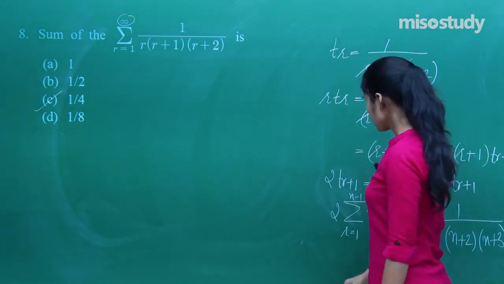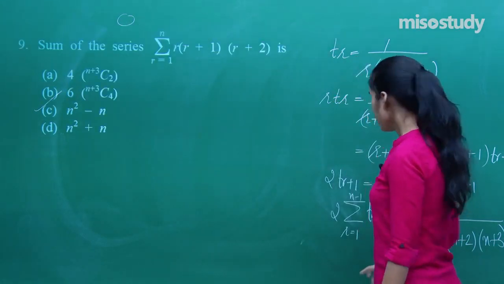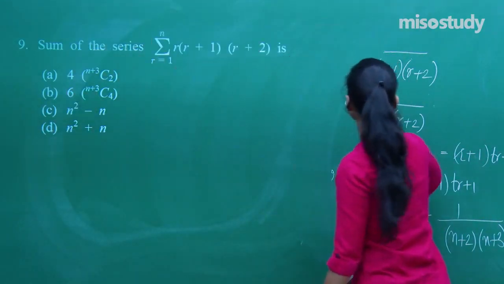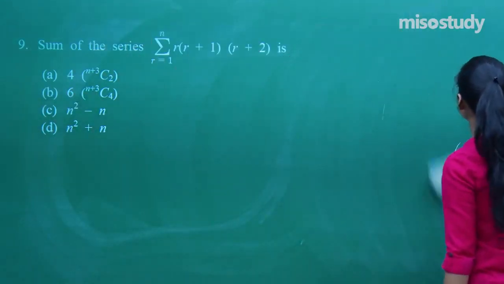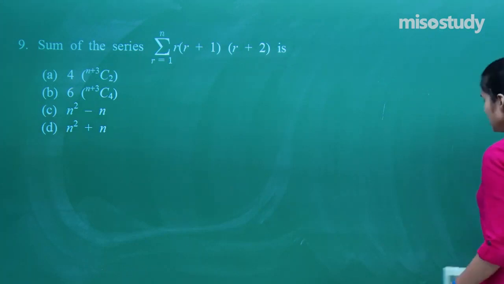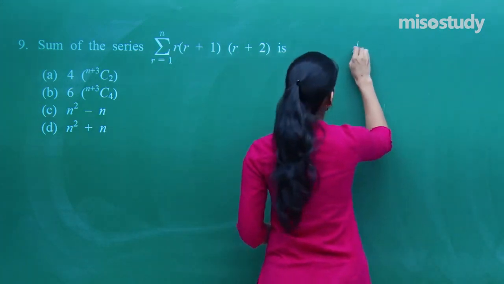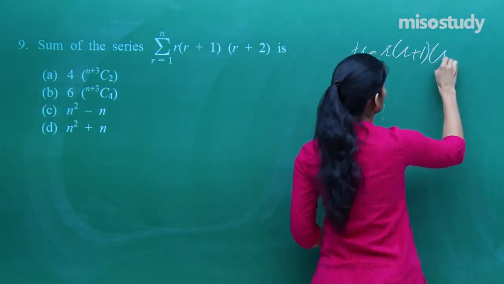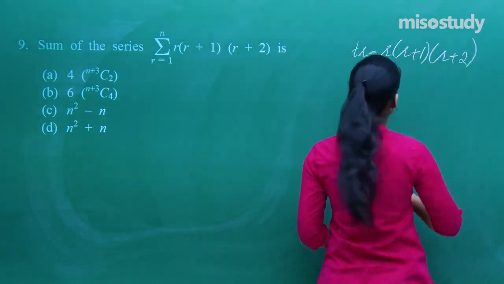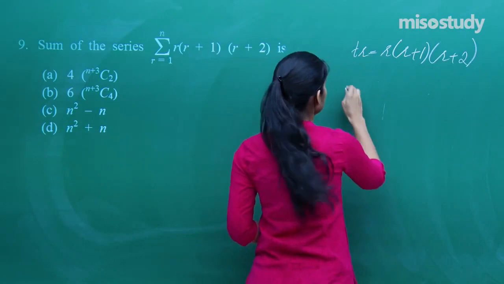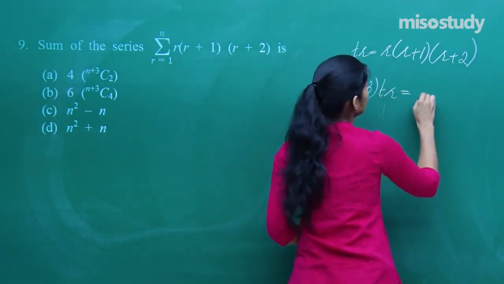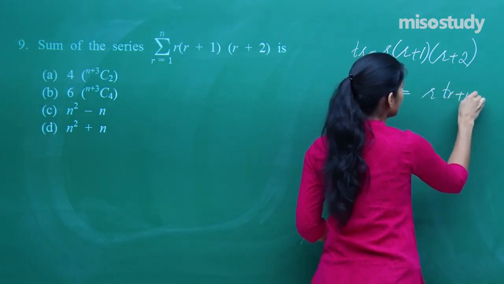Fine. Next what you have is the sum of this series. Let's see. Here T(r) is different, the rth term, the general term is very much different. What is the rth term? It is r(r+1)(r+2), right? Now (r+3) times T(r) equals r times T(r+1).